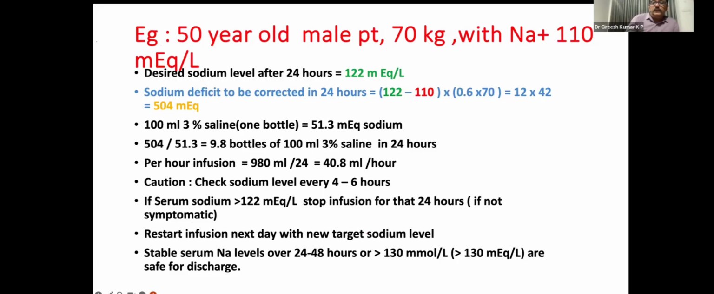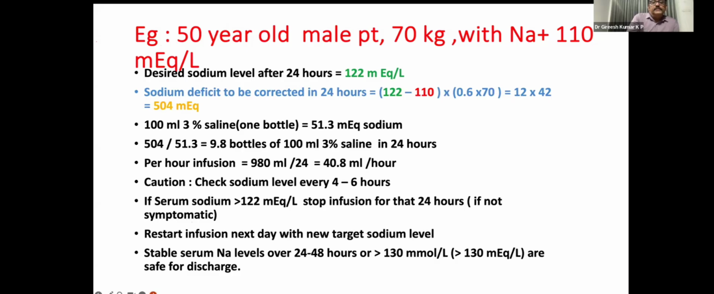Normally we correct 8 to 10. That's all. This is the maximum. Just for example, I am showing it. So 122 minus 110, that is the patient's sodium level, into 0.6 into 70 kg, that is the weight of the patient. Then 12 into 42, you are getting somewhere around 500 milliequivalents of salt replacement.